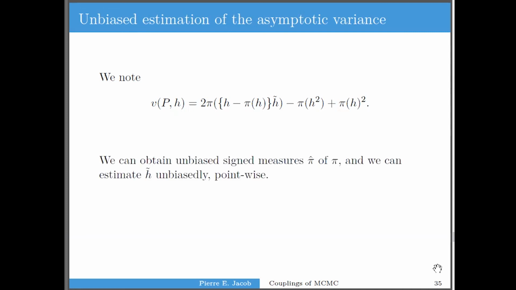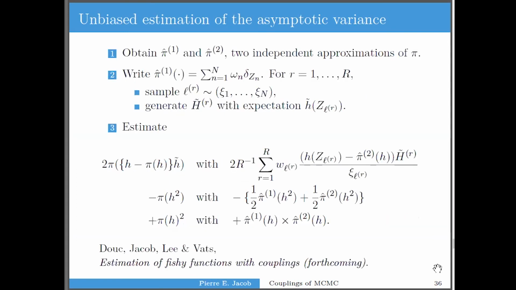So you can unbiasedly estimate pi with some measure pi hat. And then for some atoms, you can estimate the Poisson function at those atoms. And you can put that all together into an unbiased estimate of this asymptotic variance. So it's the same thing as nested Monte Carlo. I write the whole algorithm here.